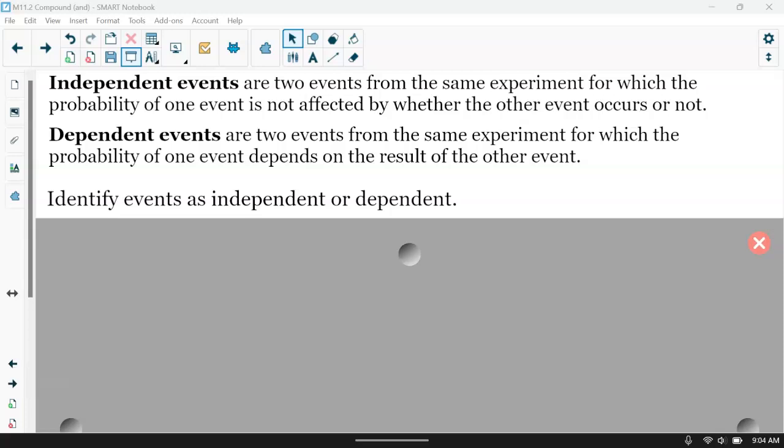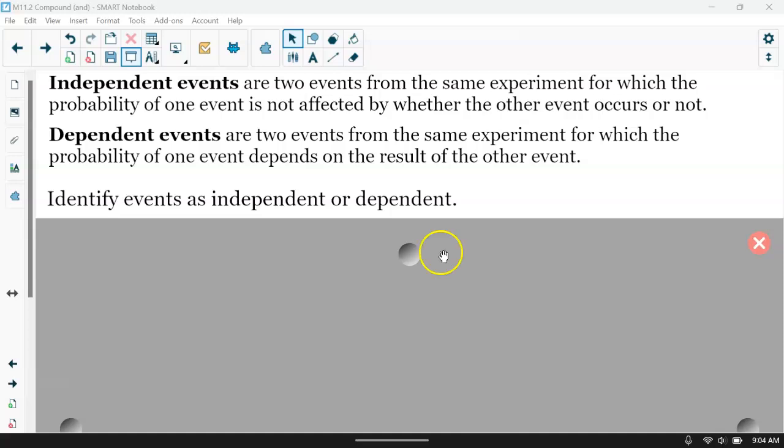In this video, I'm going over the start of compound events. When finding the probability of a compound event, more than one event, the events could be independent, where they are not affected by each other, so one does not depend on the other outcome, or they are dependent, where one will depend on the other, which will affect the probability of the second outcome.